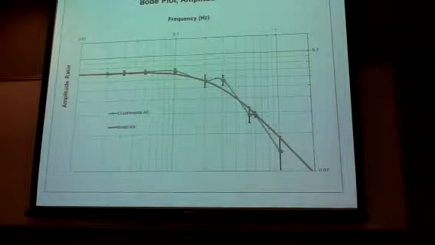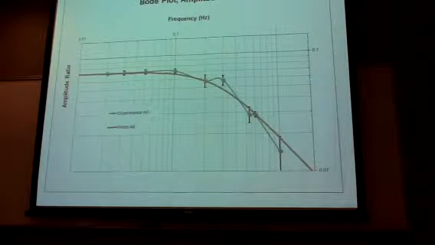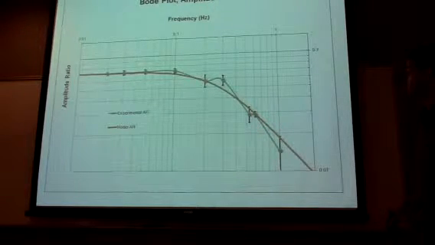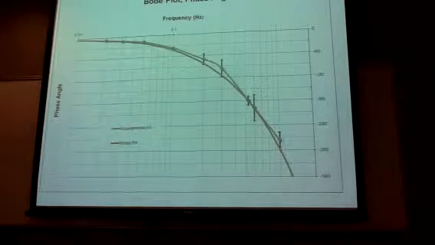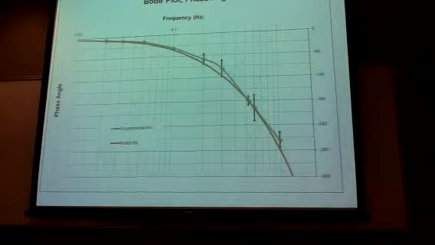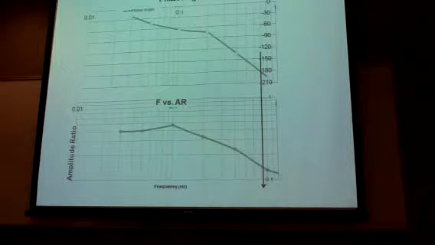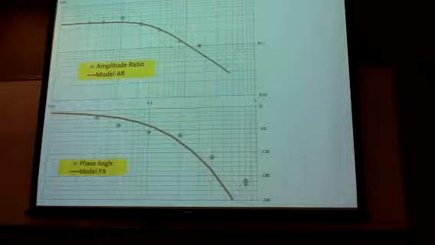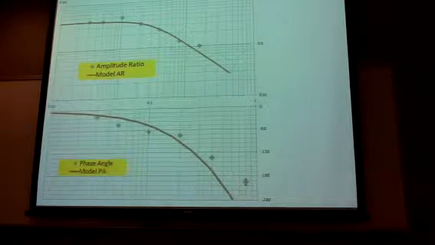Here's a Bode plot and amplitude ratio for 85 to 100%. There's Bode plot and the phase angle for 85 to 100%. Here's our phase angle and F versus amplitude ratio. Here's another graph of our phase angle, amplitude ratio.